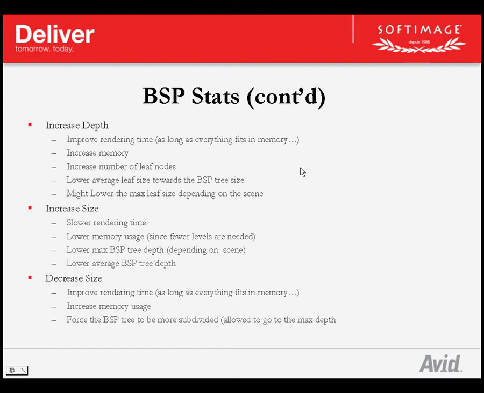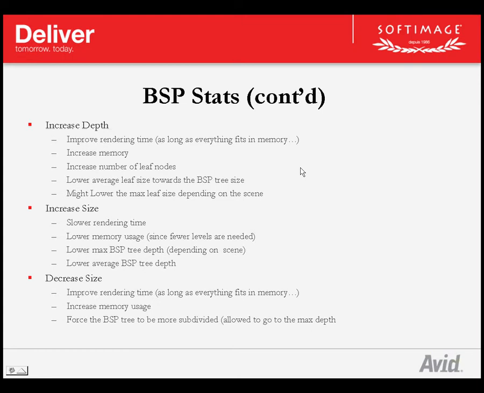That will obviously improve rendering time because it allows the BSP tree to split voxels and have less triangles per voxel. So it will improve rendering time during the actual triangle and ray testing. This is also going to increase memory because more voxels will be created during BSP tree creation, and that means that the rendering time is going to improve as long as the scene and BSP tree structure still fits in the machine RAM.